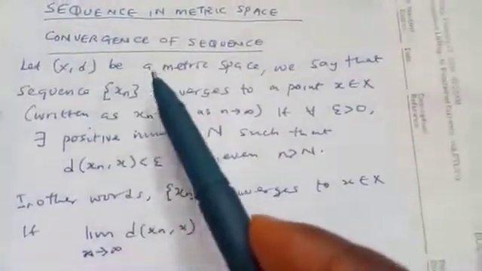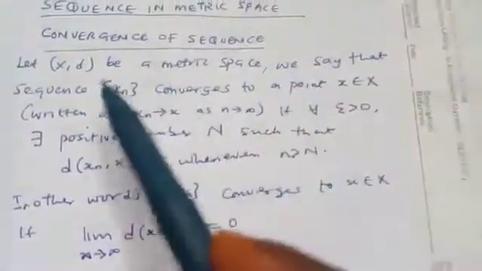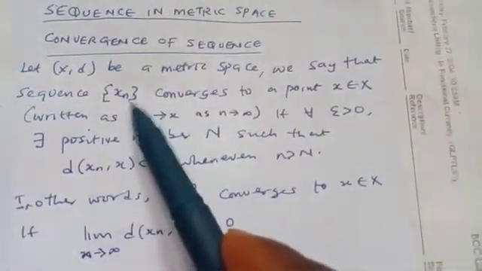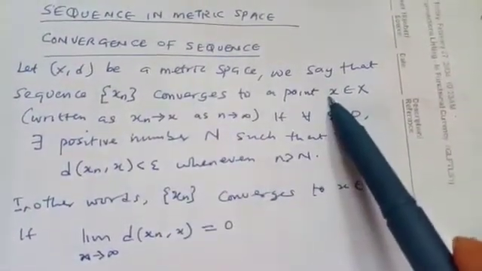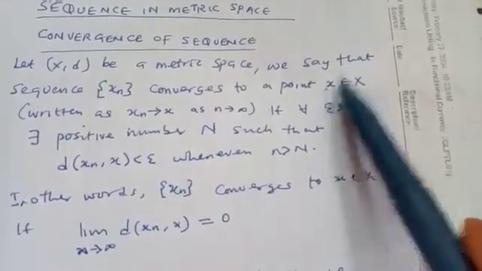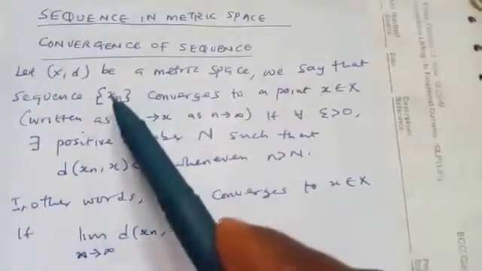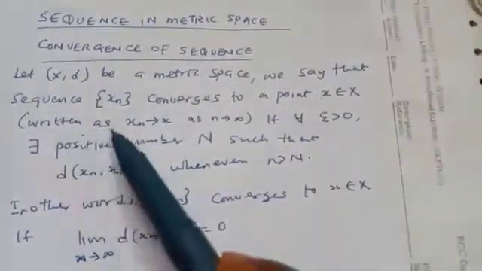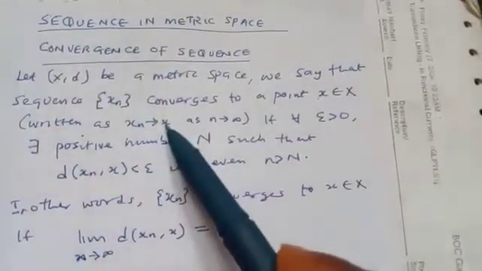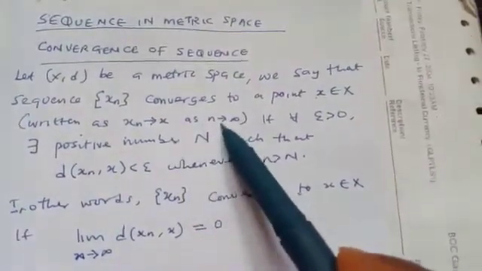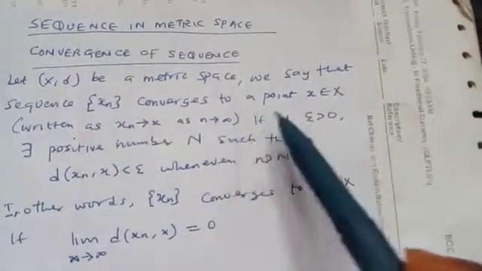Let S be a metric space. So we say that this sequence converges to a point x in this metric space. So this is how we write it: Sn tends to x as n tends to infinity. This is how we write convergence of sequence.